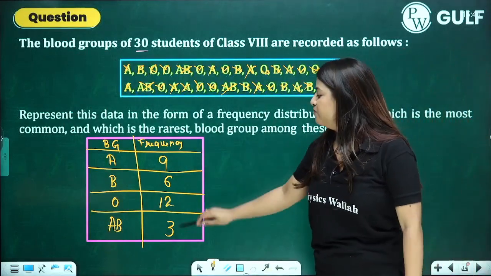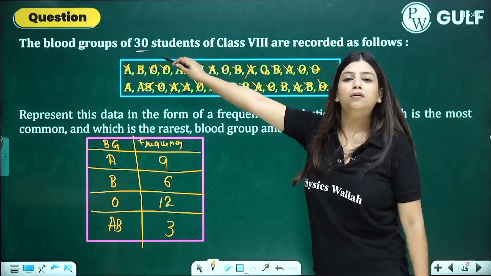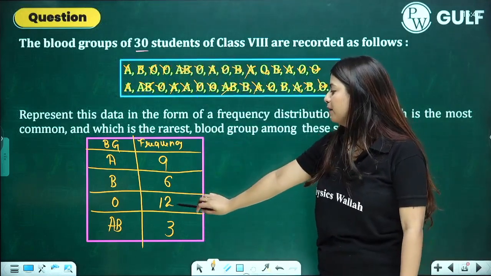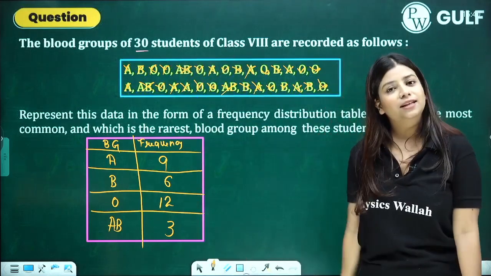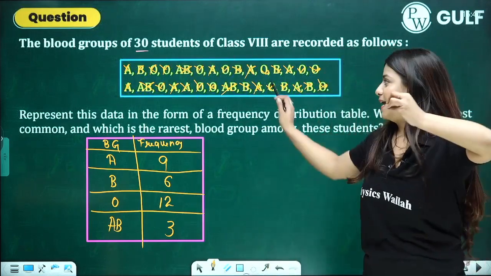Now let's add up, and they should add to the total number of students. 9 plus 6, 15, plus 12 and 3, that is 30. That gives us, alright, we haven't skipped any of the data.